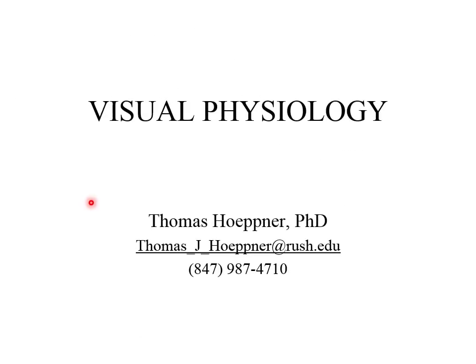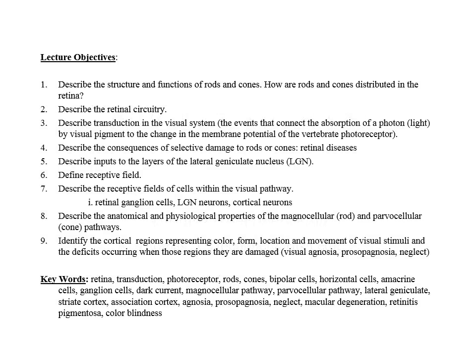In this session on visual physiology, we'll pick up from the previous sessions on visual anatomy and visual histology. We'll describe the structure and function of the photoreceptors, rods and cones, and identify how they are distributed in the retina. We'll describe the retinal circuitry. We'll describe the transduction by photoreceptors of light into neuronal activity. We'll describe the consequences of selective damage to rods or cones in various retinal diseases.